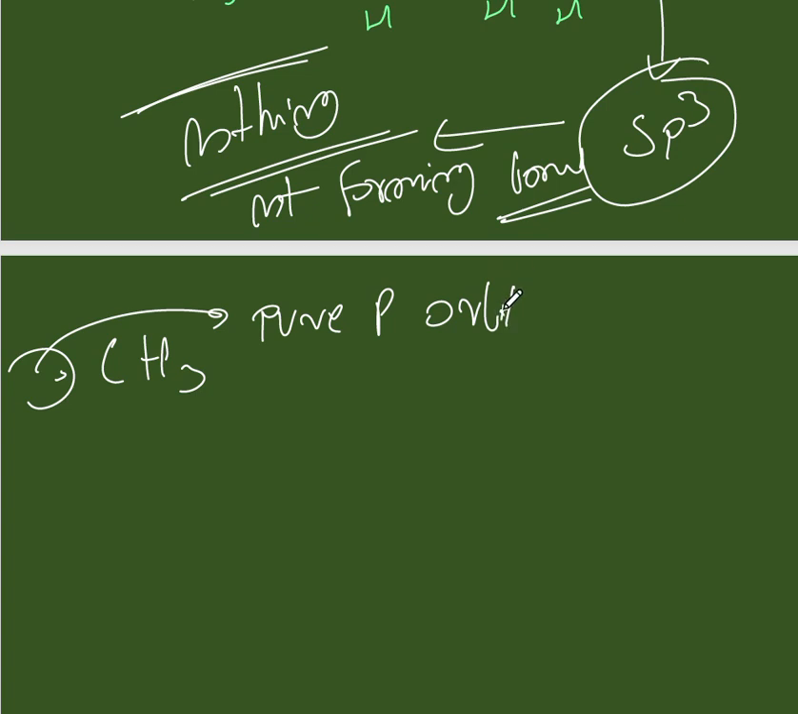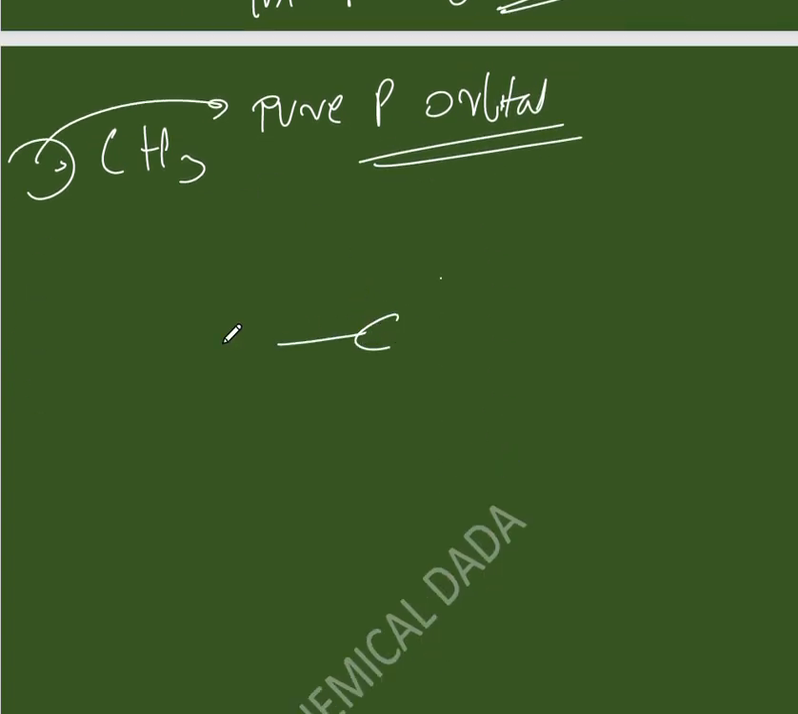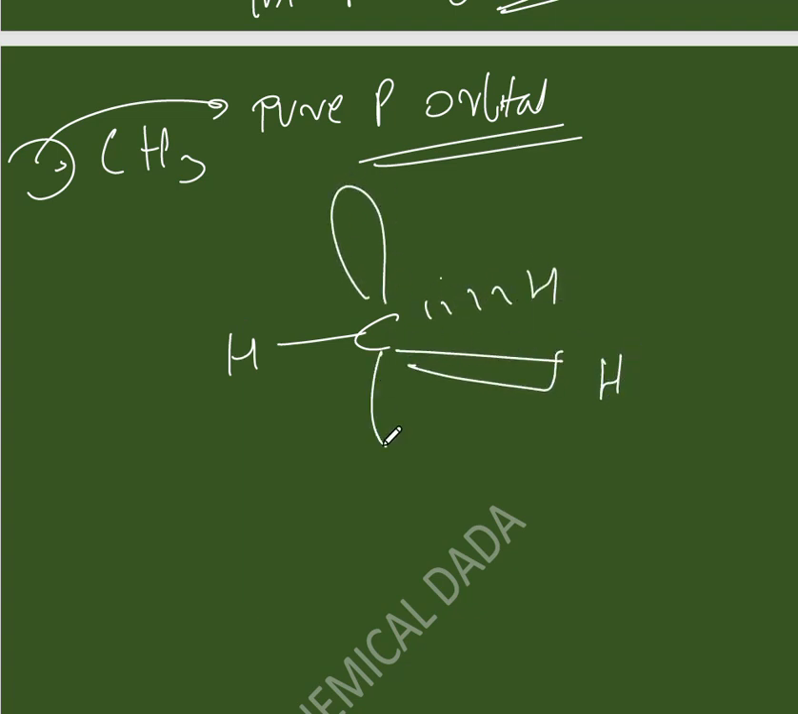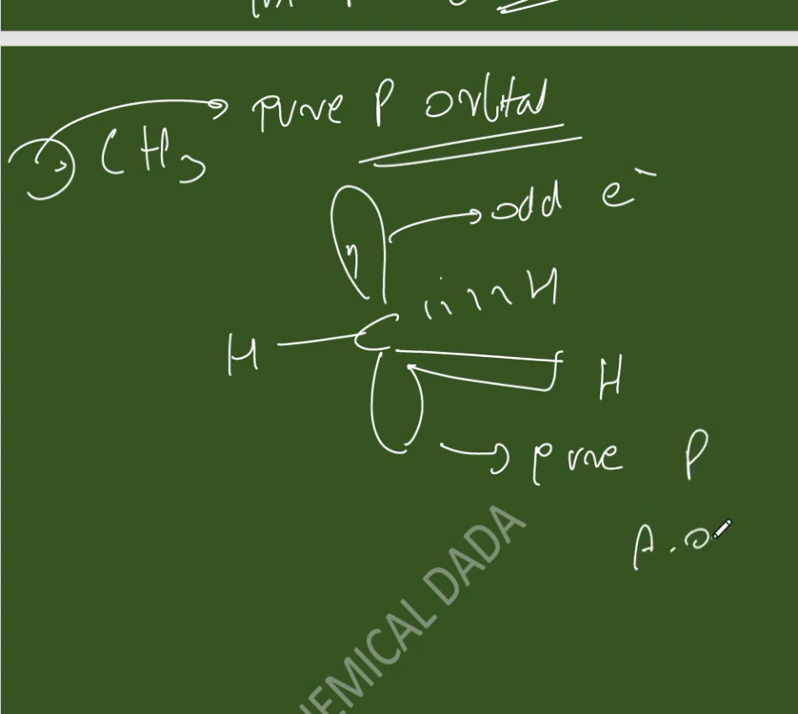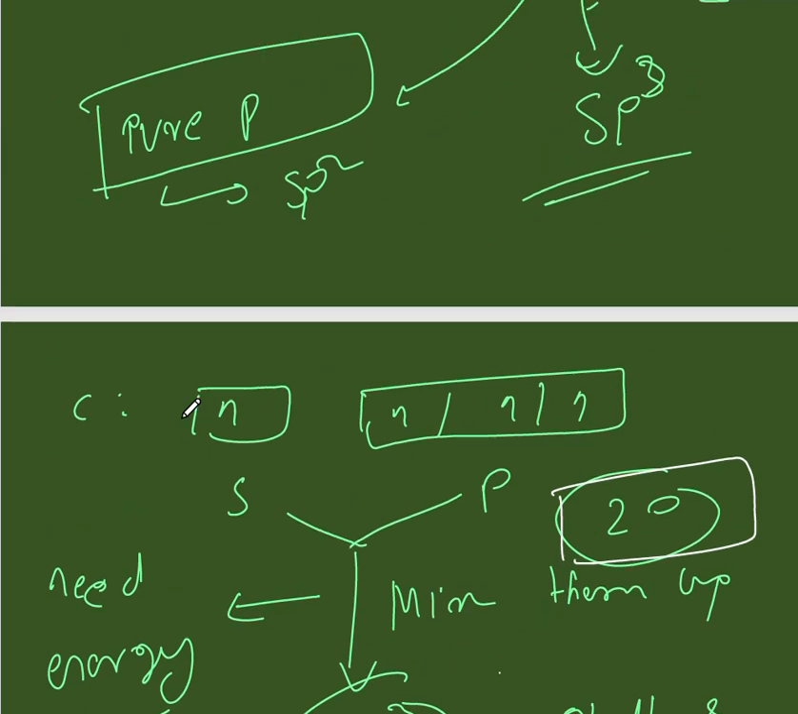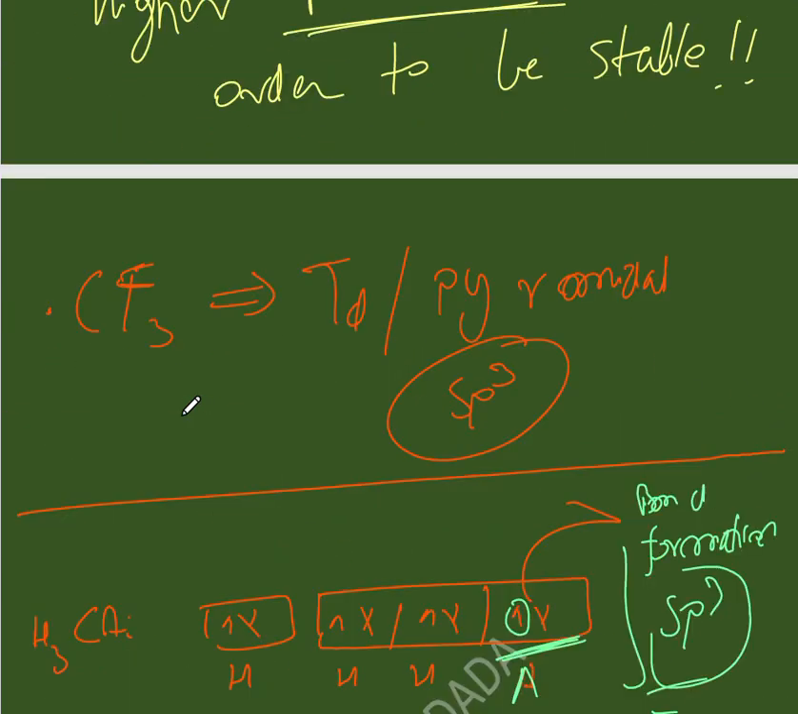Understood? In a pure p orbital. So it looks something like this, with a pure p orbital storing one odd electron in a pure p atomic orbital. Understood, guys, why this thing is sp2 hybridized, whereas CF3 dot is sp3 hybridized.